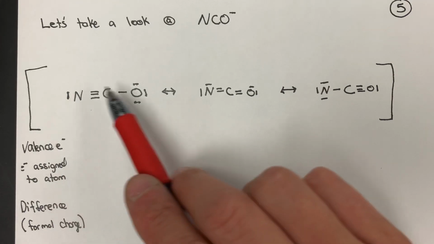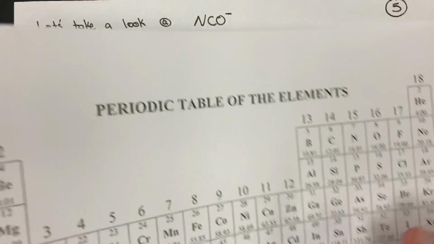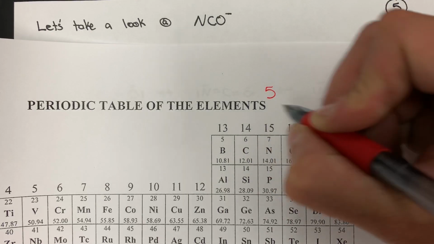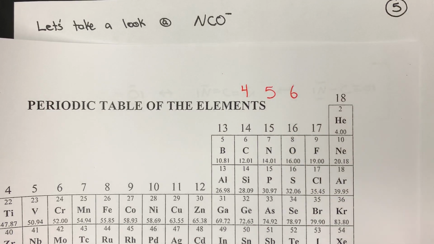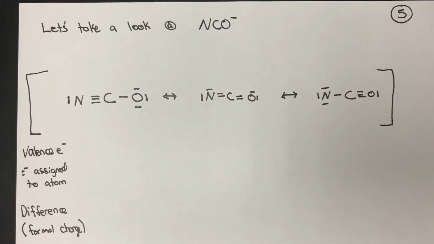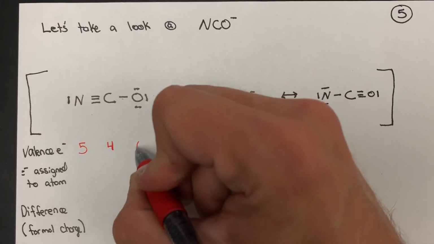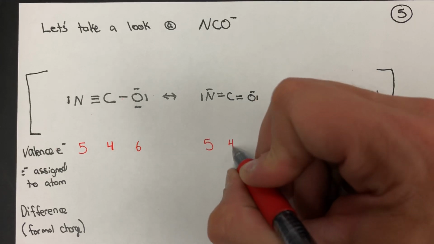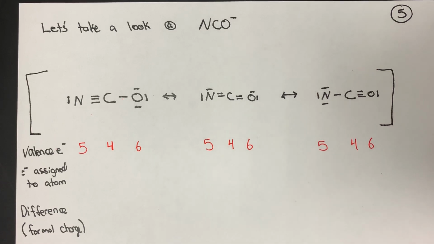So the first thing I want to do is go through and talk about the valence electrons for each one of these elements, okay? With a quick reference to the periodic table, I see that nitrogen is in the 5th column, carbon is in the 4th, and oxygen is in the 6th here. So carbon is going to have 4 valence electrons, nitrogen has 5, and oxygen has 6. And we can write that through as we look to evaluate all 3 of these resonance structures. Okay. The next thing I want to do is talk about electrons that are assigned.